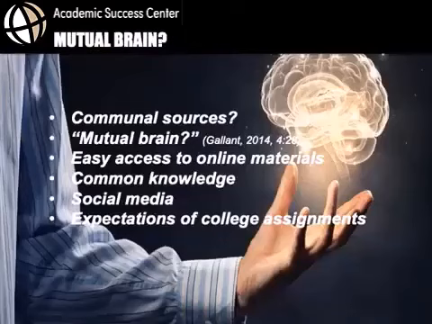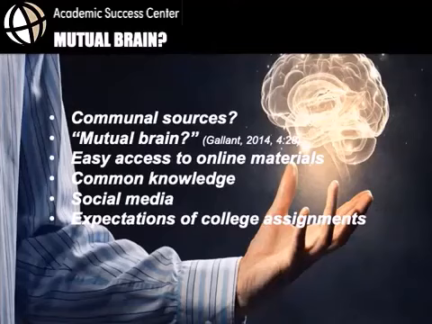For example, if you locate something on a communal source like Wikipedia, should that be cited? Is the internet a sort of mutual brain we can all tap? What exactly is common knowledge and should it be cited? These unanswered questions, along with easy access to online materials, the use of social media, and not understanding the expectations of college assignments, are all things that can contribute to unintentional plagiarism when students research online.